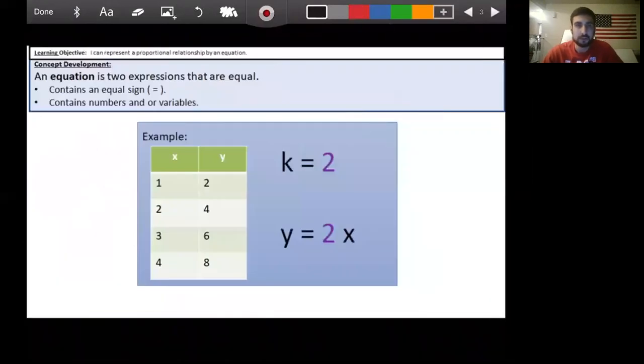So our equations are going to look like this. We're first going to need to find k. There's going to be our equal sign, and we're going to have our numbers and our variables in it. As soon as we find k, all we're doing is plugging it into the spot where it says y is equal to kx.